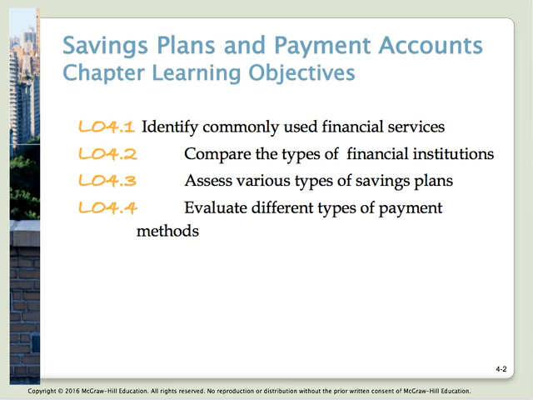Objective number 3, we want to assess various types of savings plans. So commonly used savings plans include just a regular savings account, CDs or certificates of deposit, interest earning checking accounts, which is always nice when we can get those, money market accounts, and U.S. savings bonds. We're going to look at each one of these.